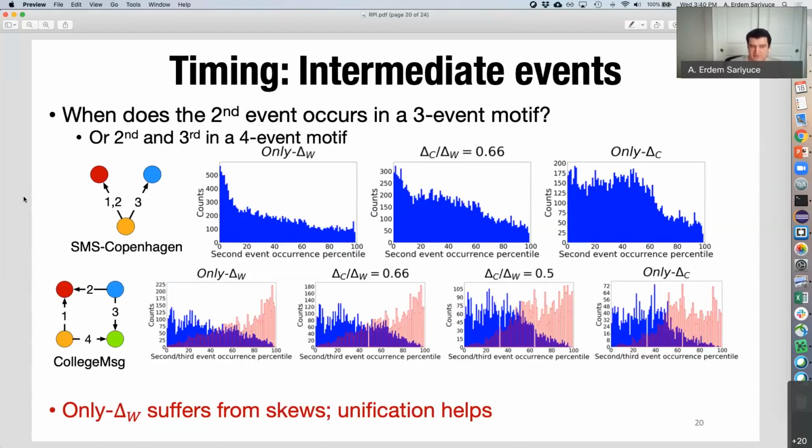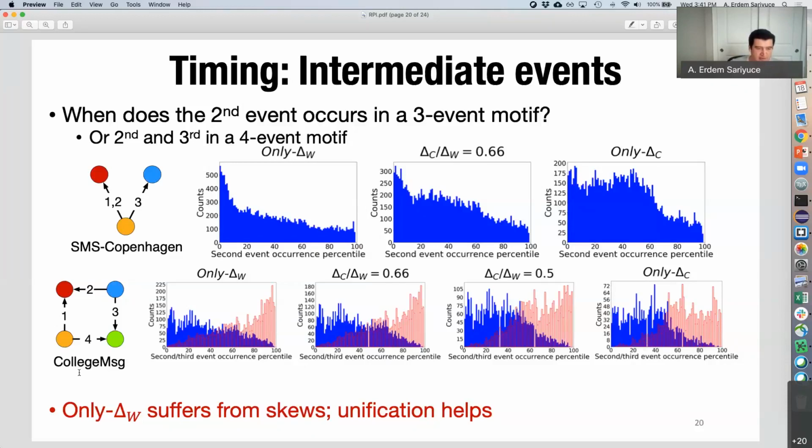The thing is, if the first and second are repetition or ping pong, we are likely to see the second event very close to the first, as denoted by this chart, the only delta W. So the distribution is skewed to the left. Here I'm showing the first event occurring at the 0 percentile, the third event in the 100 percentile, and the second event is denoted by those blue bars. This is the histogram. Ignoring delta W and only looking at the delta C gives you a more regular thing where the first half is larger and the second half is less. And you can go between those two extremes by varying the delta C over delta W ratio. This is something in between those two.